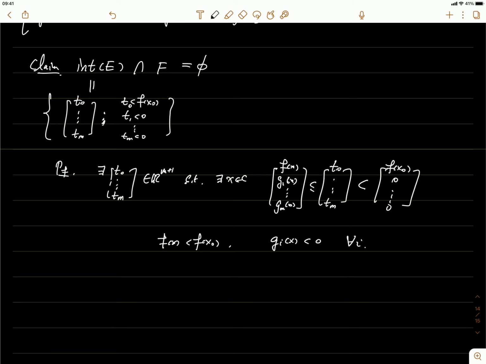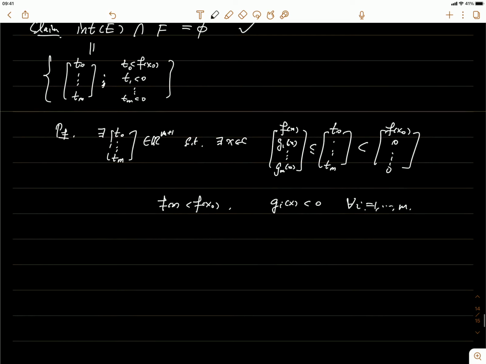But this is not possible, right? Because x naught was supposed to be the minimizer, the solution. So there's no way to find another feasible point such that its objective function value is even smaller than f of x naught, right? This is a feasible point because we know this is already less than 0, which satisfies the constraint. But on the other hand, it's also less than that. So that's not possible. And that is why we prove the claim.